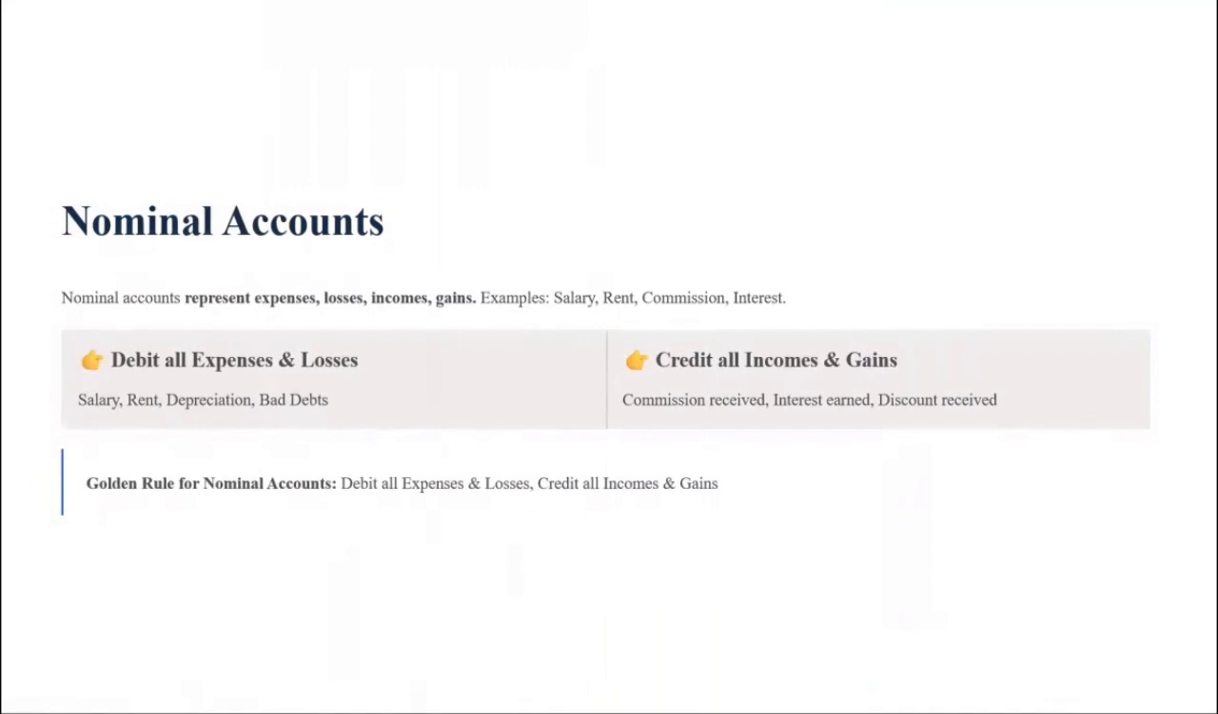Nominal accounts are slightly different. They don't represent a physical thing or a person. Instead, they describe the reason why money was paid or received. Examples include salary, rent, interest, and commission. If you pay a worker wages, the wages account tells us the nature of the expense.